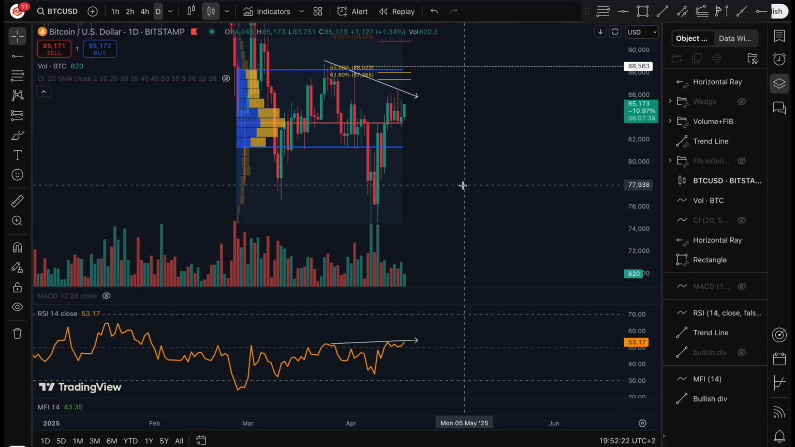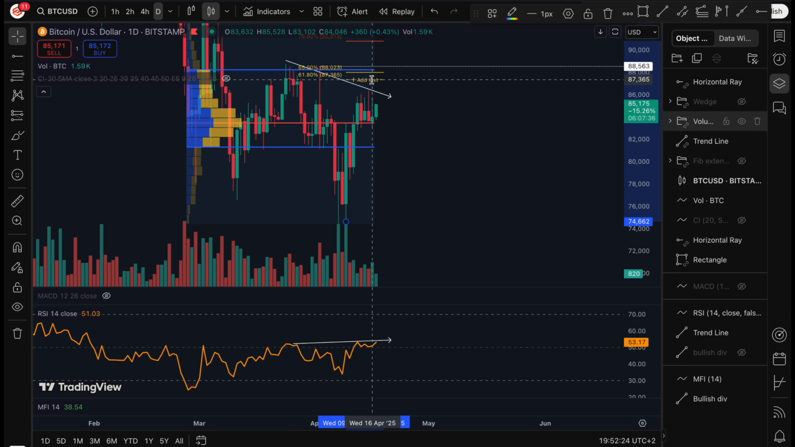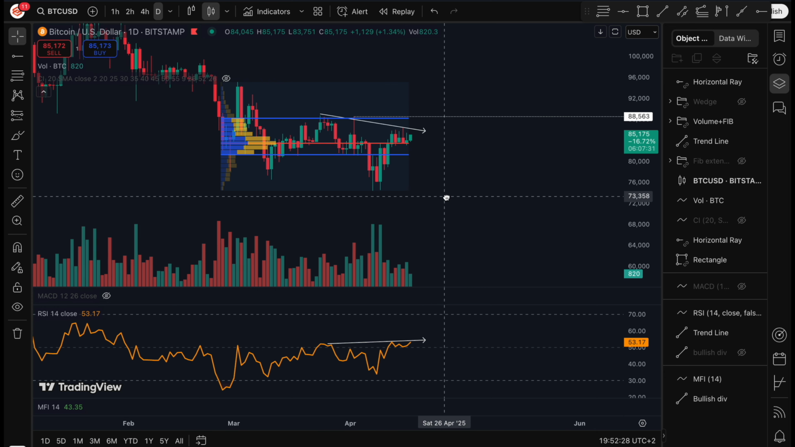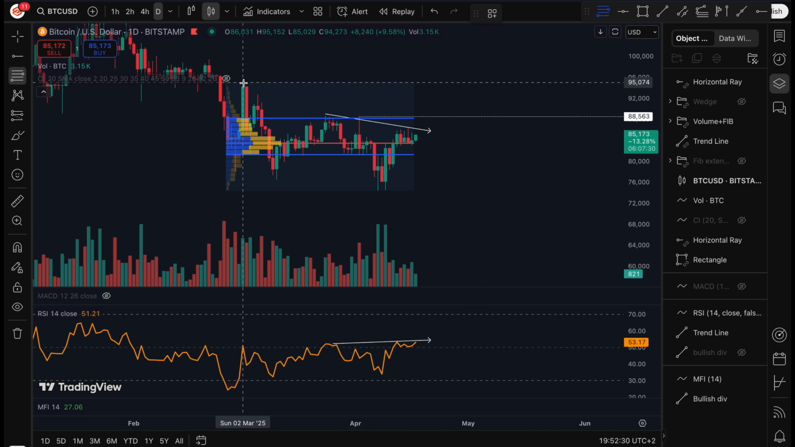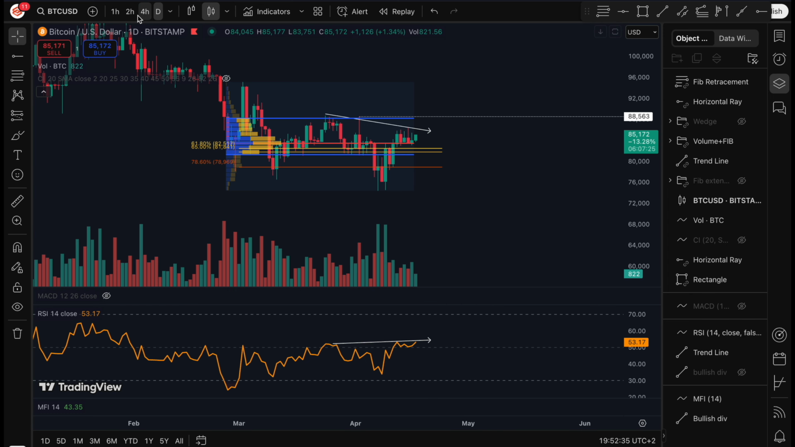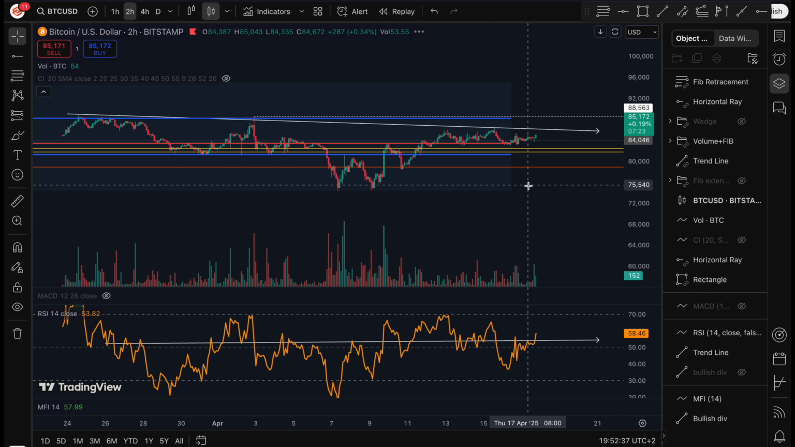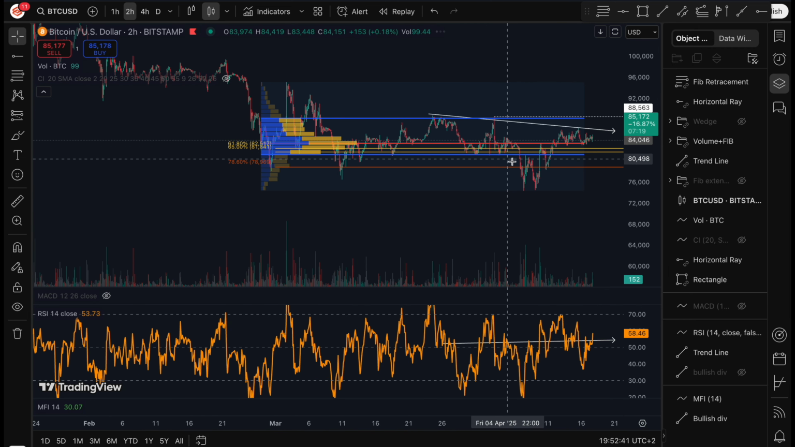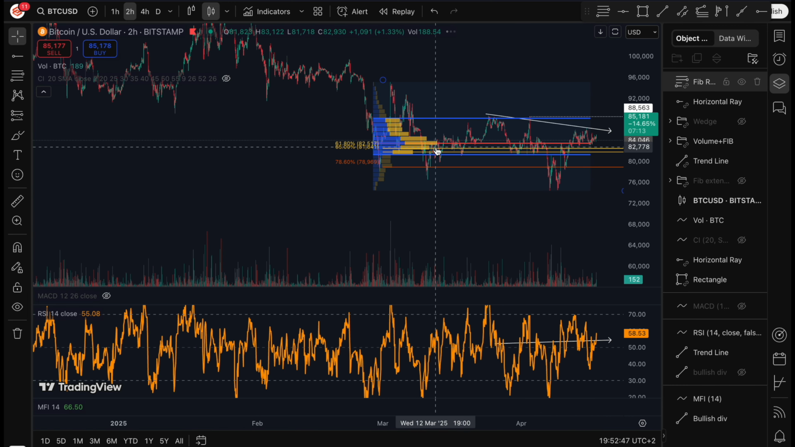If that does not happen and we see some kind of bullish sign, my target for a potential long position will be around this support level, which is around the $82,000 level, which also perfectly coincides with the golden pocket of the Fibonacci retracement tool. So this is my plan. If Bitcoin goes up or down, depending on the situation, I'm going to act accordingly.